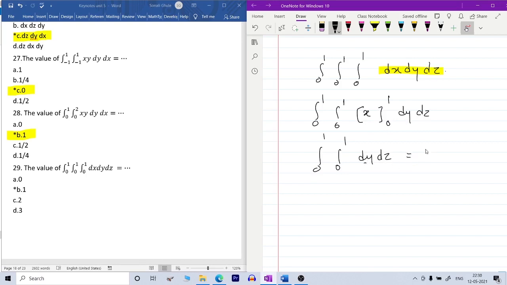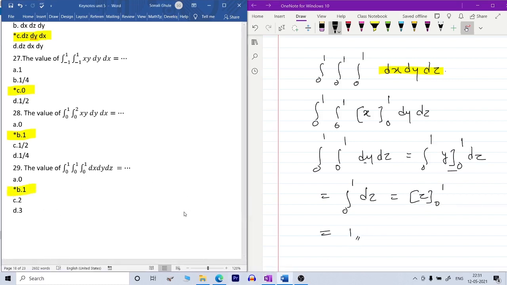Now second integration is with respect to y. So with respect to y it is y only 0 to 1 dz. Applying a limit 1 minus 0 is 1. So remaining is dz. And now last integration is with respect to z. Applying a limit from 0 to 1. Again 1 minus 0 it is 1. So that is your final answer as you can see here.